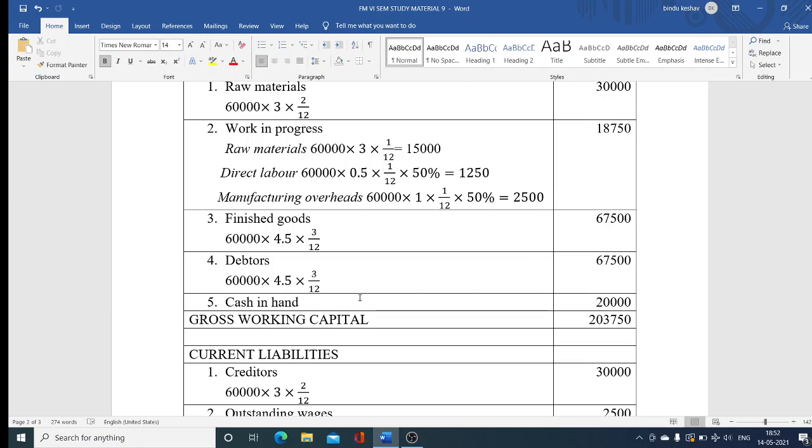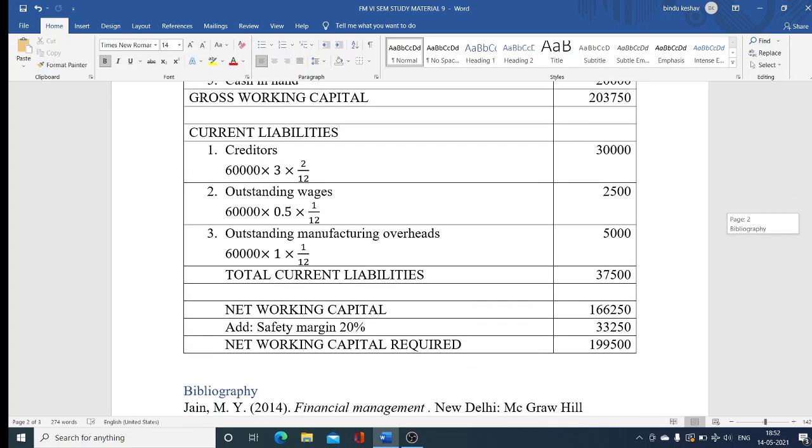The cash in hand is 20,000. So we have found out raw materials, work in progress, finished goods, debtors, and then finally cash in hand, which was given, and finally the total of all these items we get the gross working capital. So the gross working capital is 2,03,750. Then we find out the current liabilities.